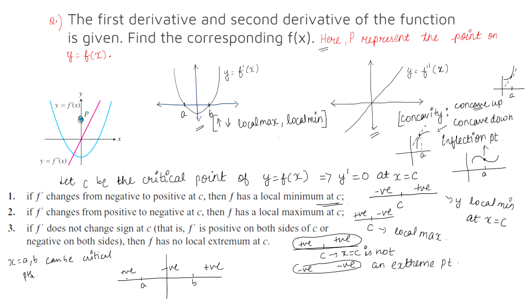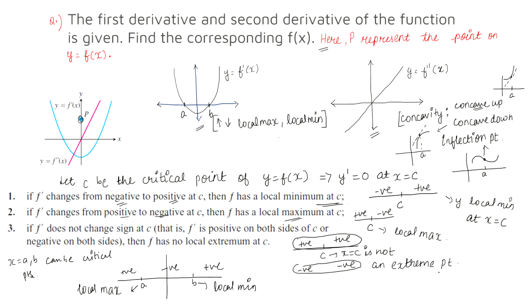So you can see that at x equals A, the sign of f dash is changing from positive to negative. From positive to negative. So x equals A is a local maximum. Okay, so it is a local maximum. And at x equals B, observe that the sign is changing from negative to positive. From negative to positive. Therefore, f has a local minimum at x equals B. So this is the local minimum.